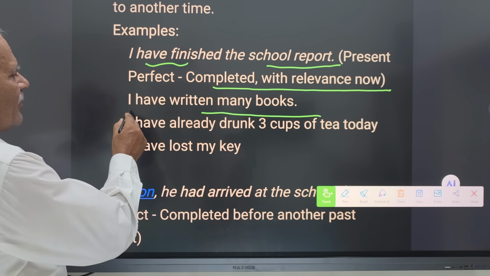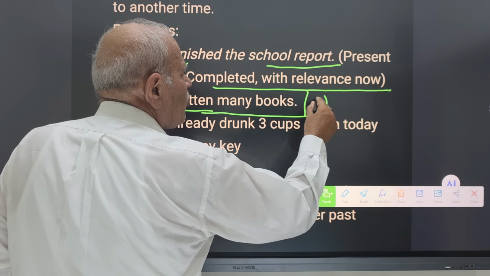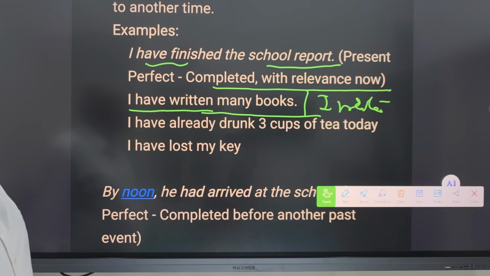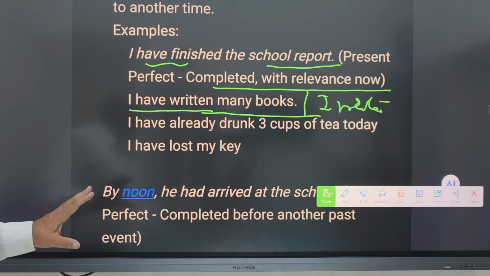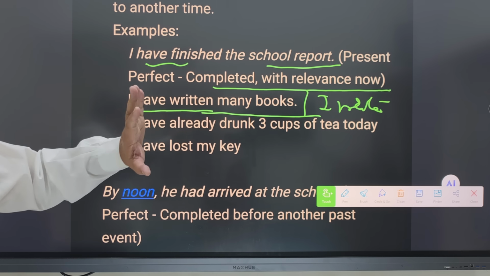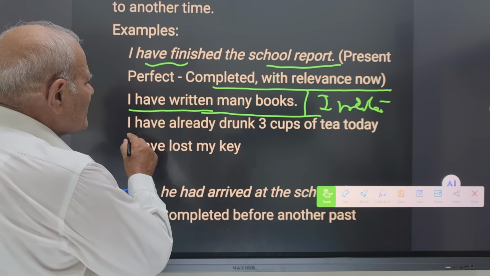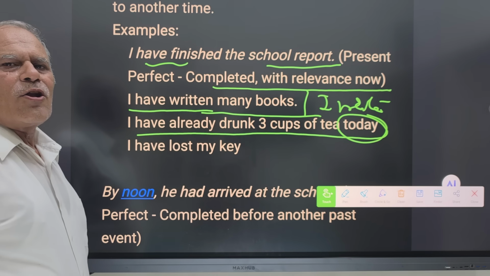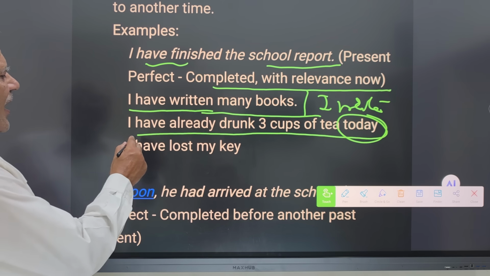So, I have written. If instead of that I say I wrote many books, this means you have stopped writing books, or you are retired from your active life, so then you have to use the past tense. I have already drunk 3 cups of tea today. This means unfinished time, that is, today is still not finished. If incomplete time is there, then you can use have.